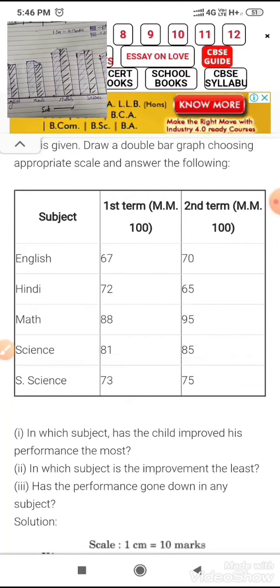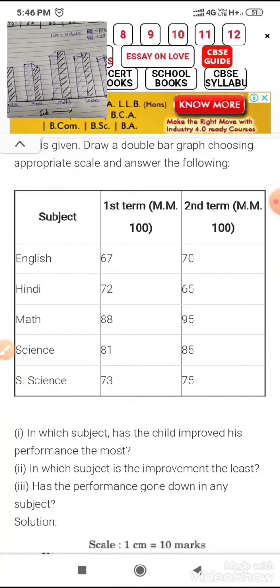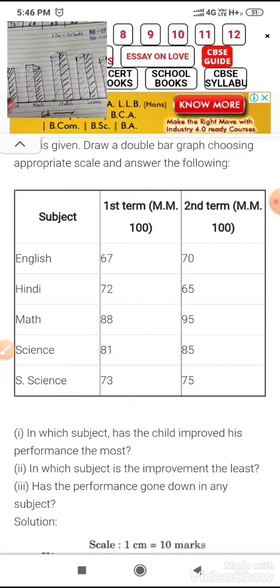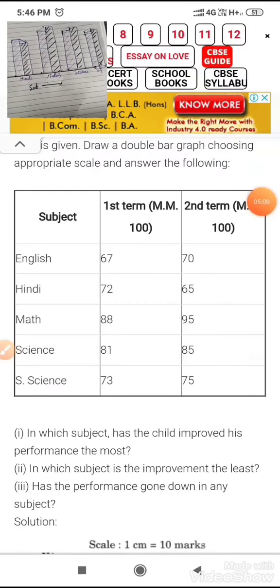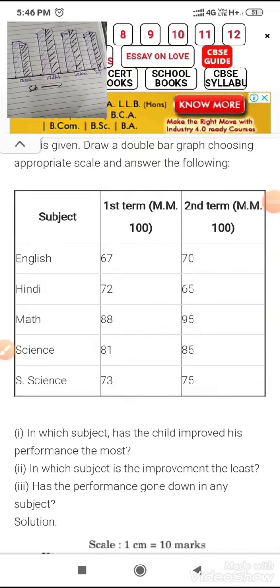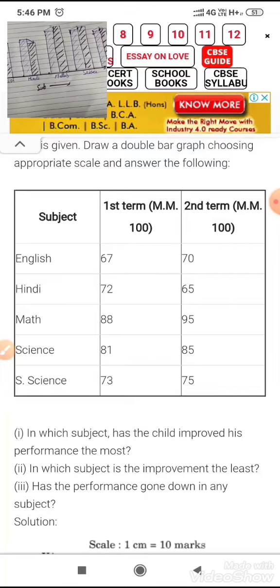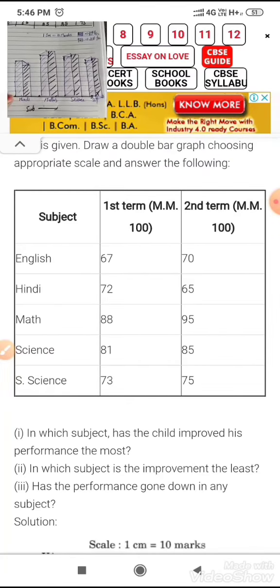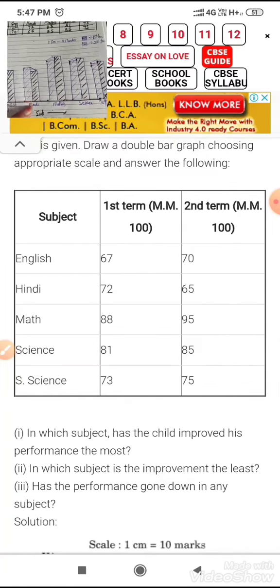In English, in first term, the student obtained 67 marks. So first we draw a bar up to 67, and next to this bar we draw a bar for second term without any gap. Here the student obtained 70 marks, so the length of this bar is up to 70 marks. Then we give some gap here, and then we plot the graph for Hindi.